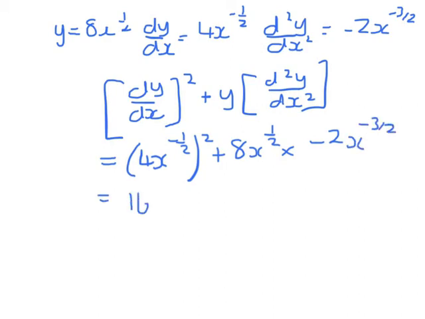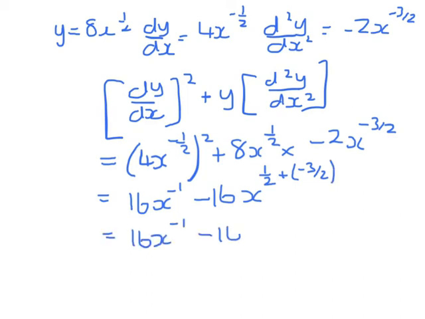4 squared is 16, and x to the power minus 1/2 squared is x to the power minus 1. 8 times 2 is 16, so we have minus 16, and then we have x to the power 1/2 times x to the power minus 3 over 2, which tells me to add the powers. So I have 16x to the power minus 1 minus 16x to the power minus 1, which is 0. So we've shown that that is equal to 0, the right hand side.